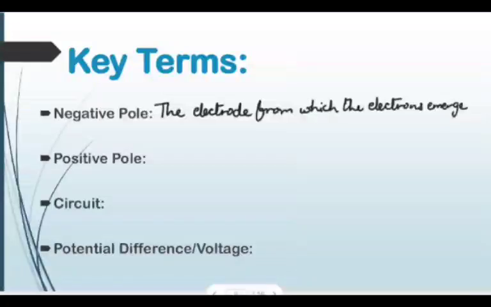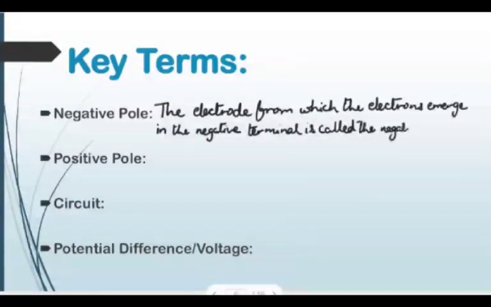So the electrode from which the electrons emerge in the negative terminal is the negative pole and is called the cathode.